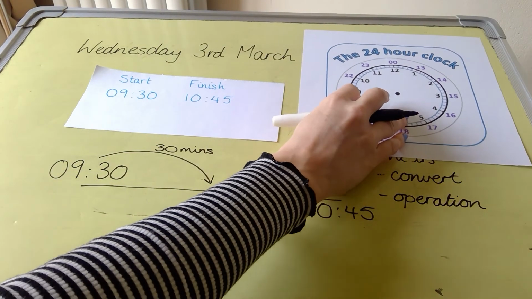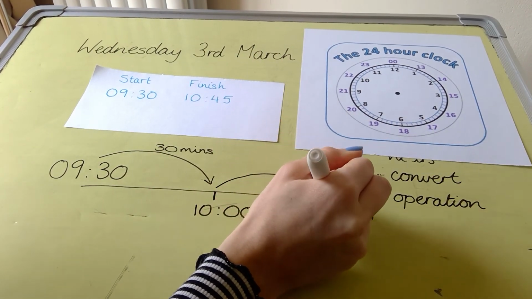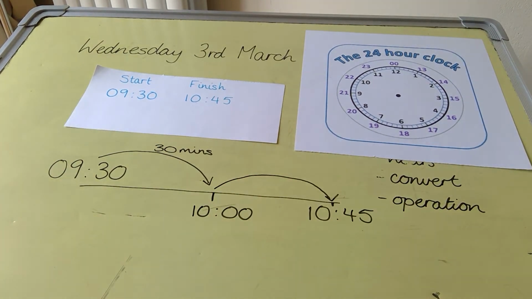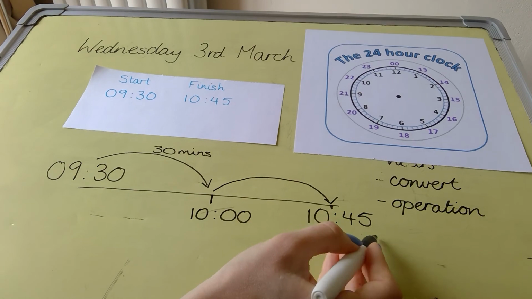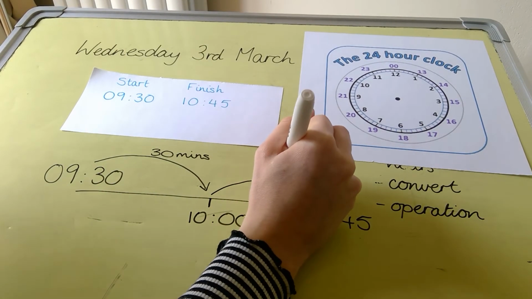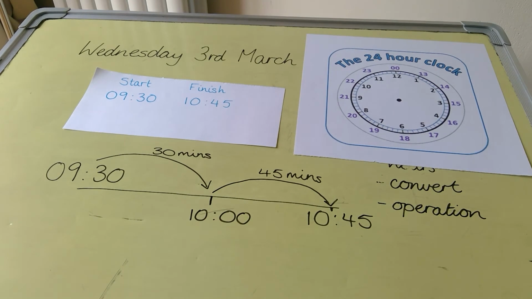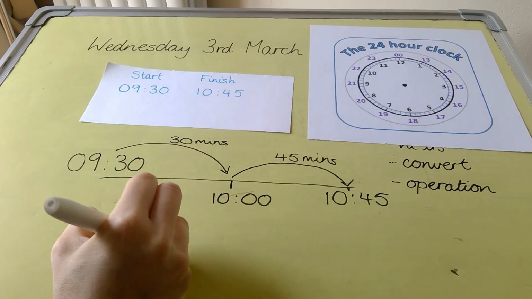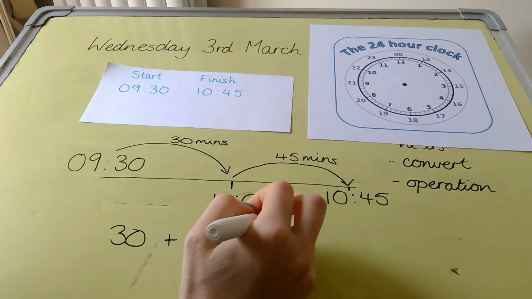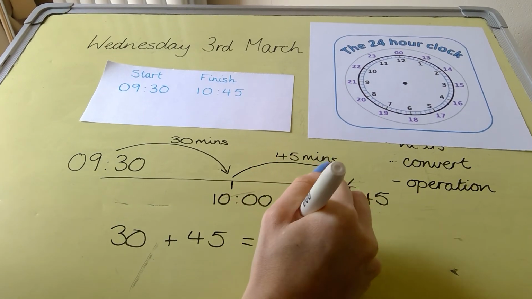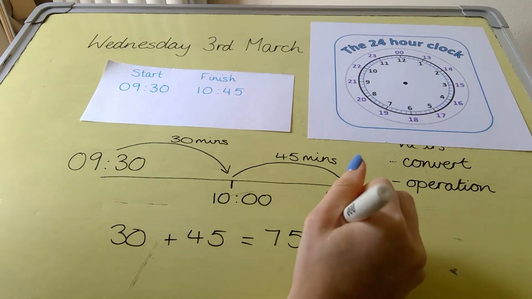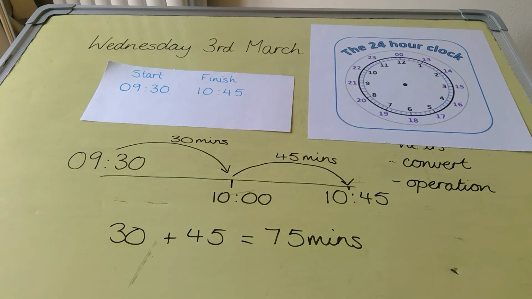And then we've got another jump from 10 to 10:45, okay? And how many minutes have we got there? Well, that's 45 minutes past 10, so that's another 45 minutes. So we can then add those together. So we've got 30 add 45 equals 75 minutes. Now I'd like you to pause the video here to have a think about whether we can convert 75 minutes into hours and minutes. Think about how many minutes there are in an hour. So how many hours and minutes is 75 minutes?